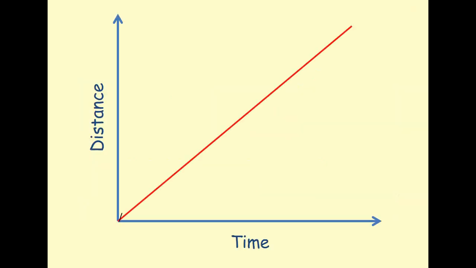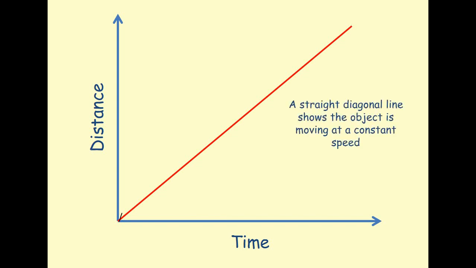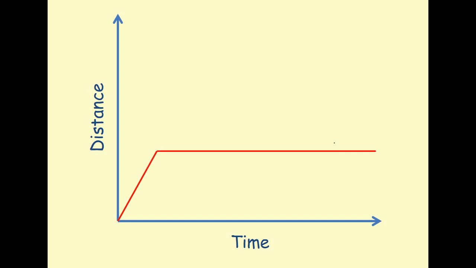So this first distance time graph, we've got distance on the y-axis, time on the x-axis and a steady diagonal line, and this shows that the object is travelling at a constant speed. In this one we've got a slightly steeper diagonal line to start with. Again, the object is travelling at constant speed, a little bit faster possibly this time, and we can tell that because this line is steeper than in the previous graph.